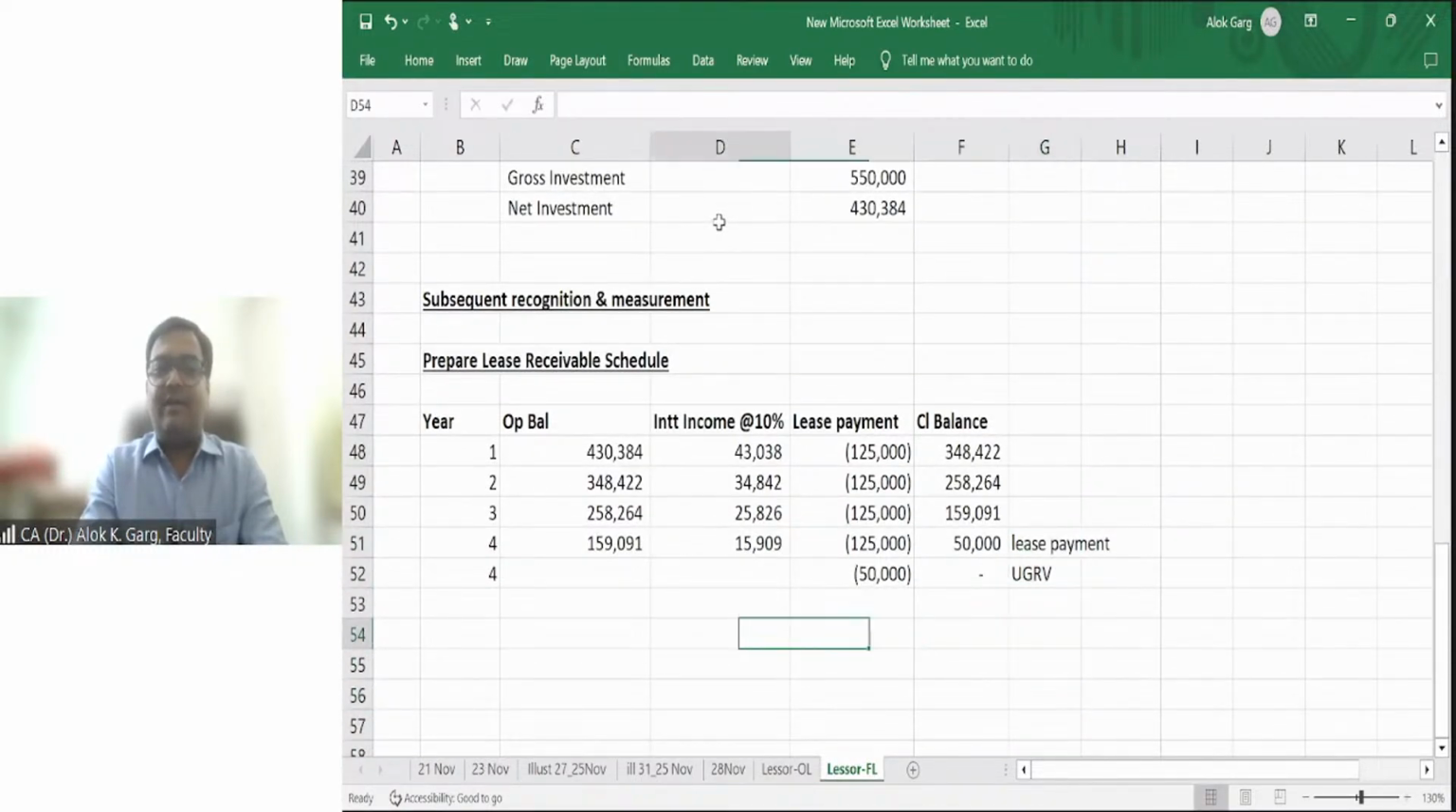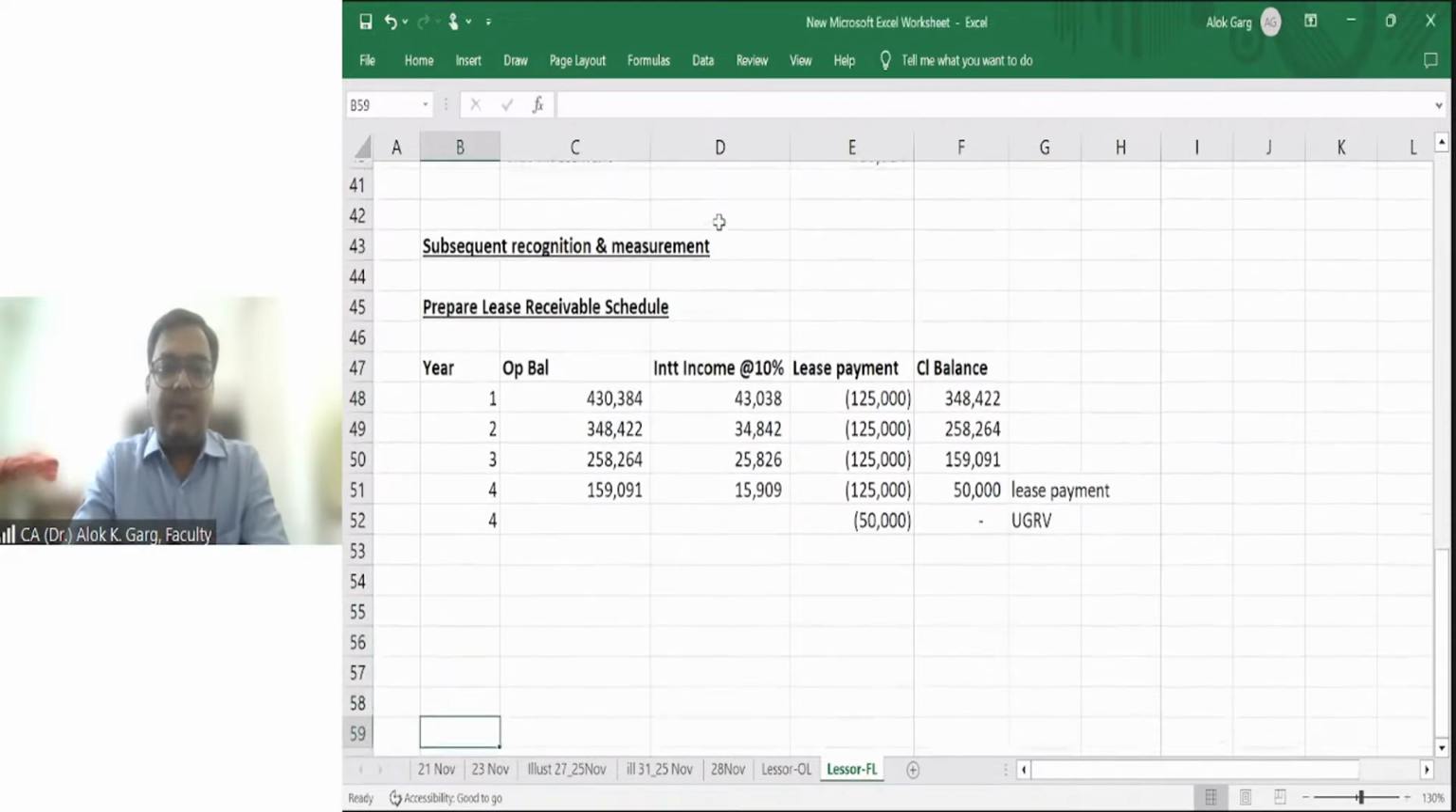What is the subsequent accounting? What is the accounting on the reporting date? What accounting will happen? So two things will happen. Number one, you have to recognize an interest income, and lessor has to receive the payment. Lessee has to make the payment, right? Let me show you the entire 4-year lease accounting.